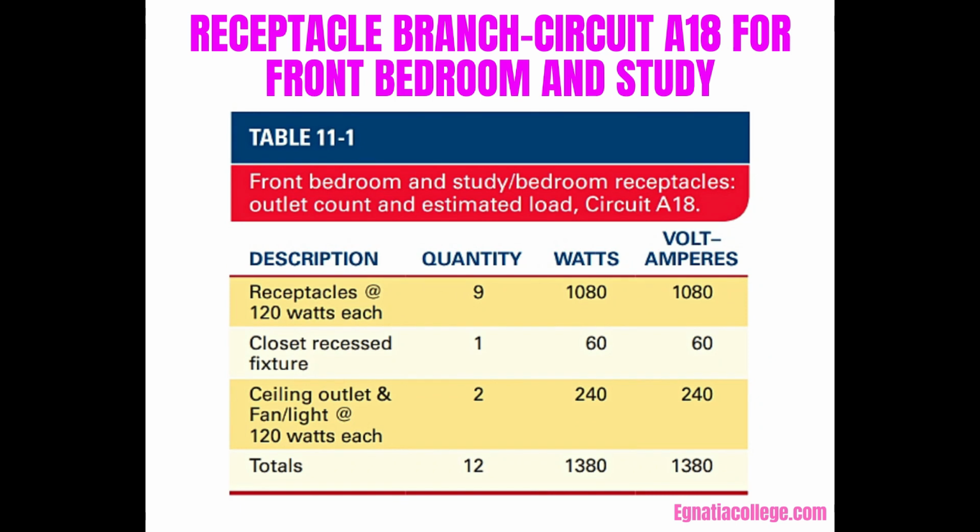Checking the actual electrical plans, we find one television outlet and one telephone outlet are to be installed in each bedroom. Television and telephones are discussed in Unit 23. Table 11.1 summarizes the outlets in the front bedroom and the estimated load.